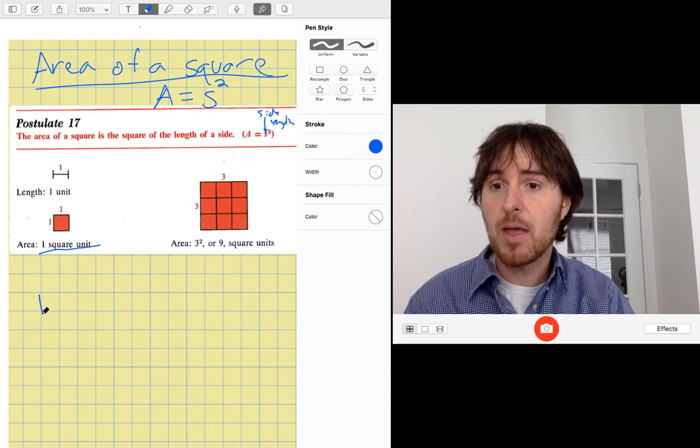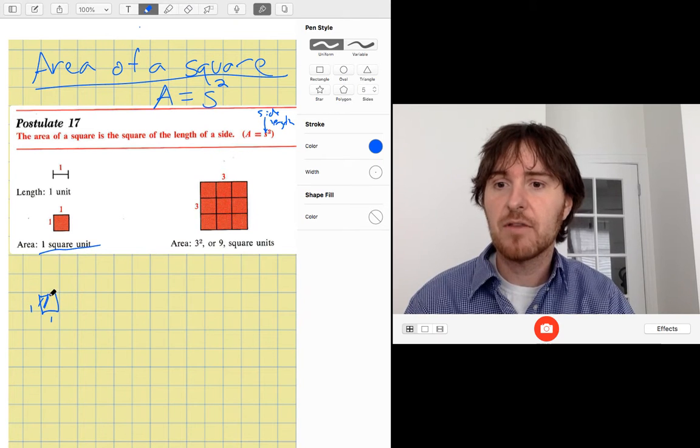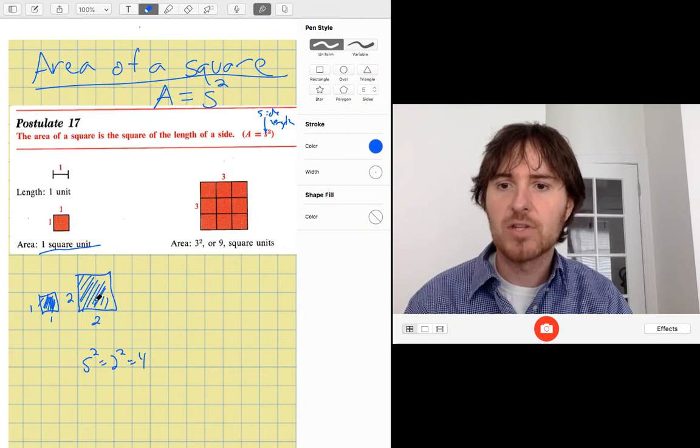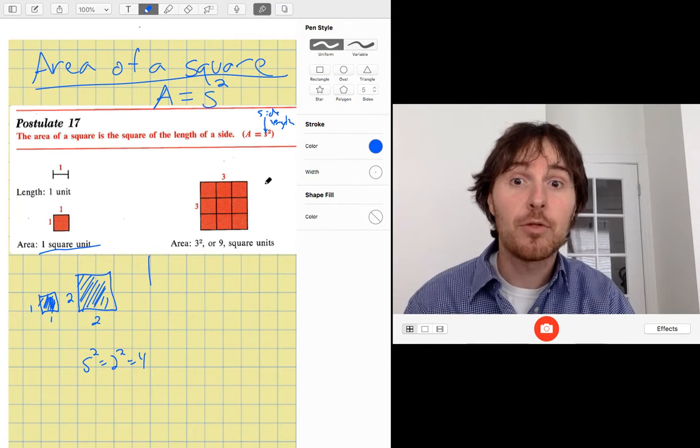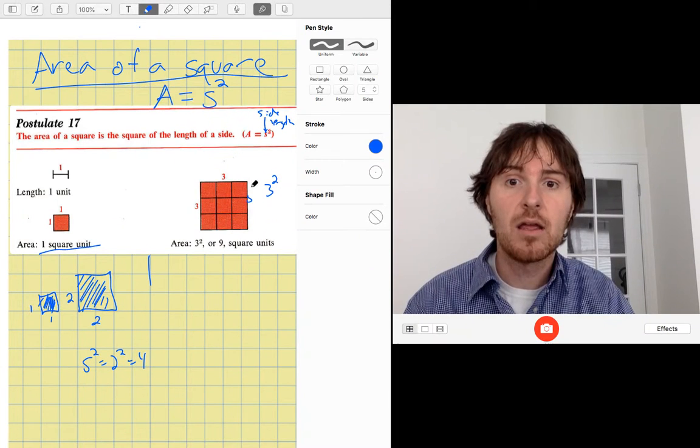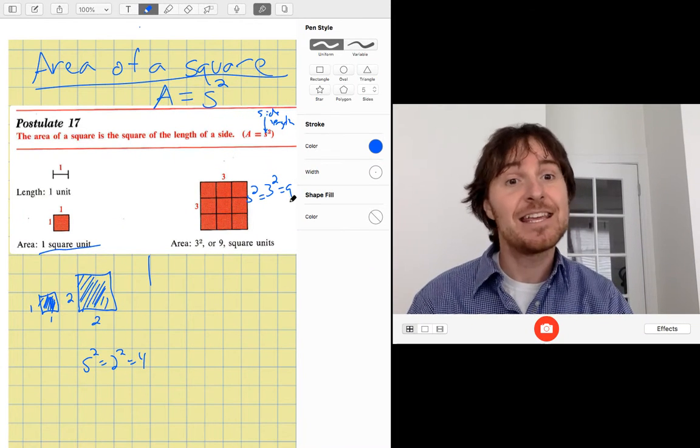And you can see that on grid paper. If I have a 1 by 1 square, how many can I fit in the middle? I can fit 1 square unit. If I have a 2 by 2, side length 2, it's s squared, so that's 2 squared, which equals 4, and that matches our observation: we have 1, 2, 3, 4 square units. With a 3 by 3, you see it right here, 9. 3 squared equals 9 is your area.